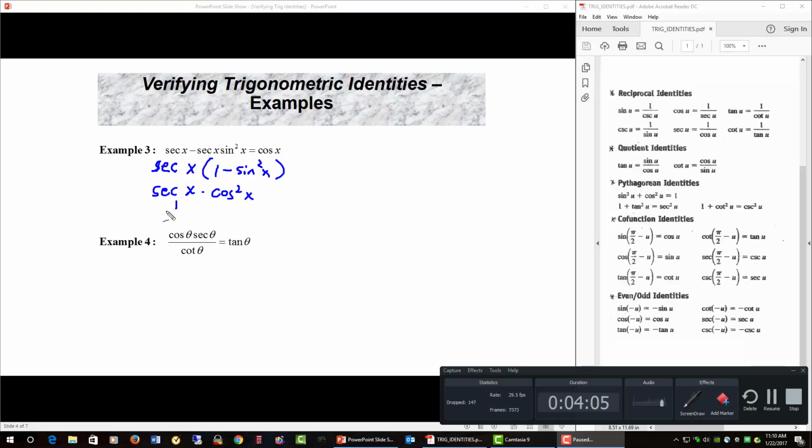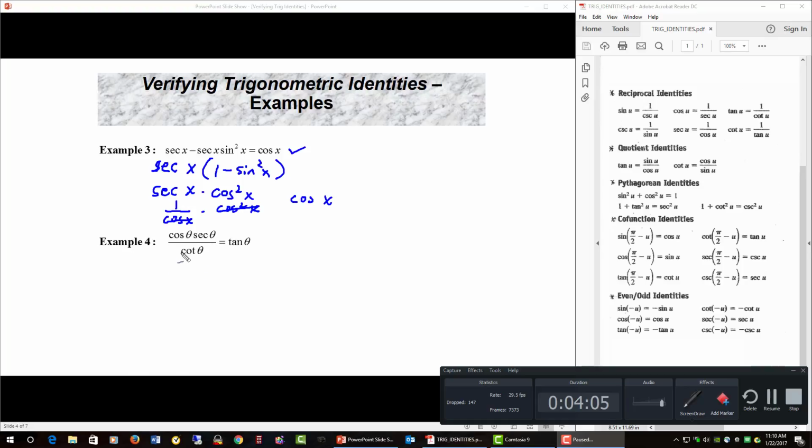And then we can break the secant into sines and cosines, rewriting it as 1 over cosine x times cosine squared x, and then you can cross multiply a cosine out or chop it, and you will have this third example verified, as that is what we're trying to show. All right, example 4, continuing.